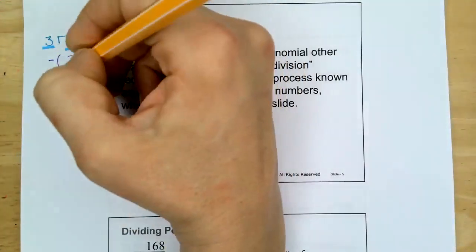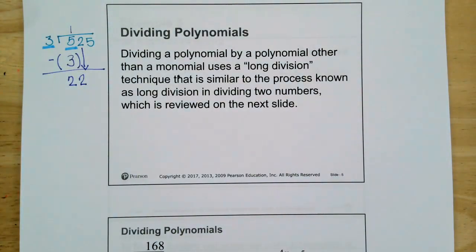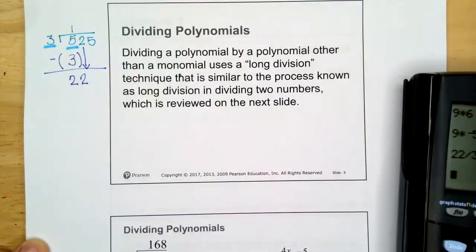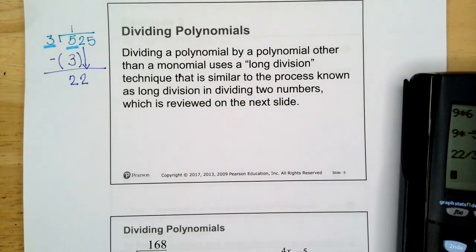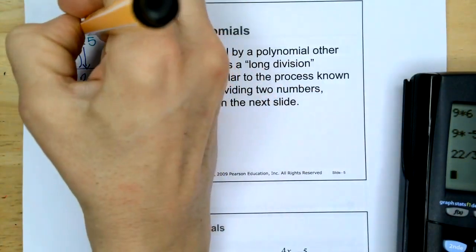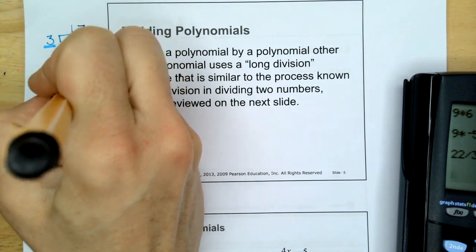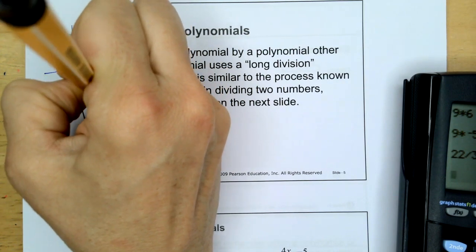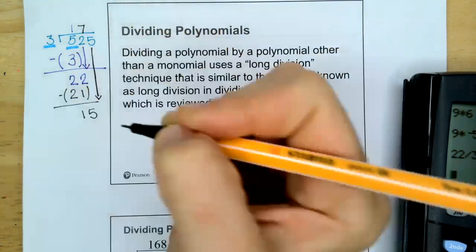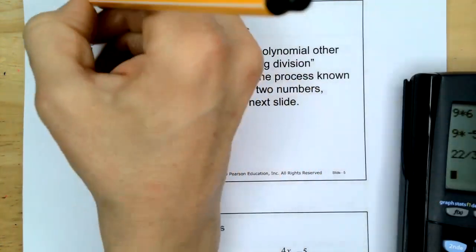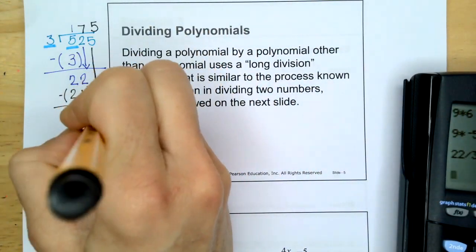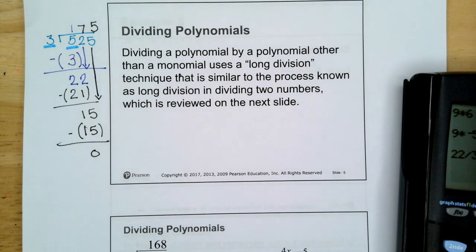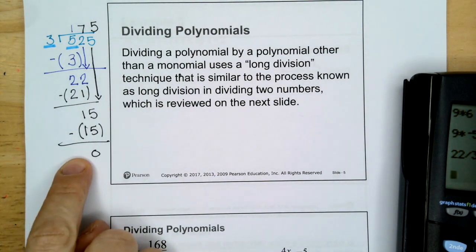Can 3 go into 22? Yes. 22 divided by 3 is 7, right? It's okay that it's 7 and a remainder. 7 times 3 is 21, so I'm going to put that below the 22. I'm going to subtract it. 22 minus 21 is 1. I can't put 3 into 1, so I'm going to bring down the 5. It's going to become 15. 3 goes into 15 5 times. 5 times 3 is 15. Subtract that. Remainder 0. Okay, so that's long division.